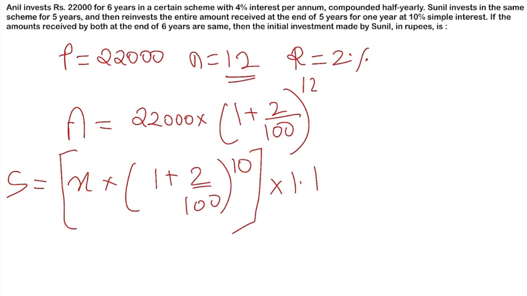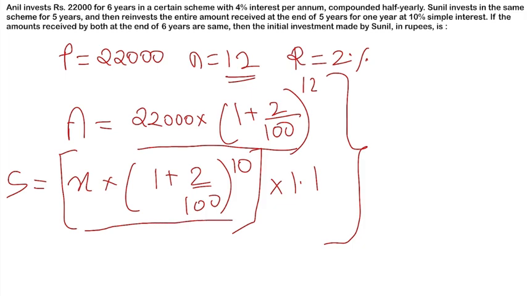And now the question tells us at the end of 6 years, these two amounts are actually the same. So we'll simply equate these two and we'll get the value of X. That's the whole point. Very simple question. We just need to equate these two and we'll get our answer. So we will say 22,000 into 1 plus 2 by 100 raised to 12 will be X into 1 plus 2 by 100 raised to 10 into 1.1.